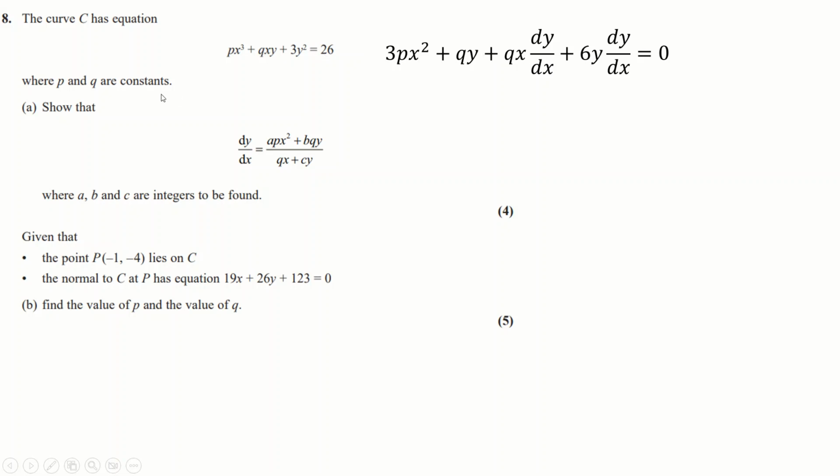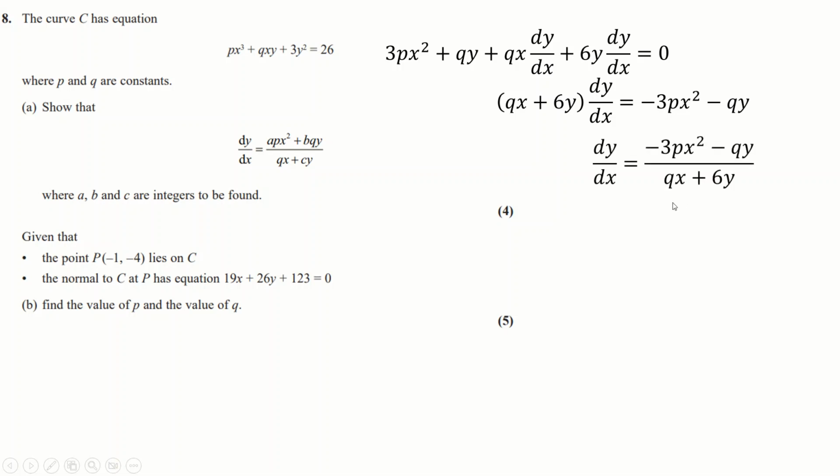Q is just a constant, right? So we're not bothering with that. And differentiate y for 1, but tag a dy by dx on because you've differentiated a y. And then here, this is 6y dy by dx because you've differentiated y again. 26 differentiates to nothing. Group the dy by dx's, move everything else over, divide by that thing, and we end up with what they wanted us to get, where these things are all integers.